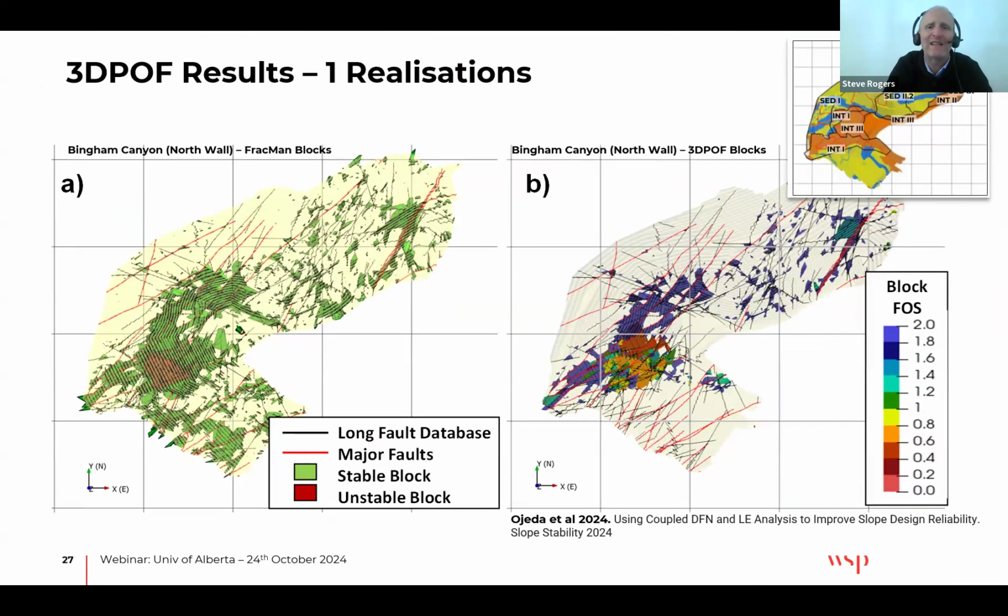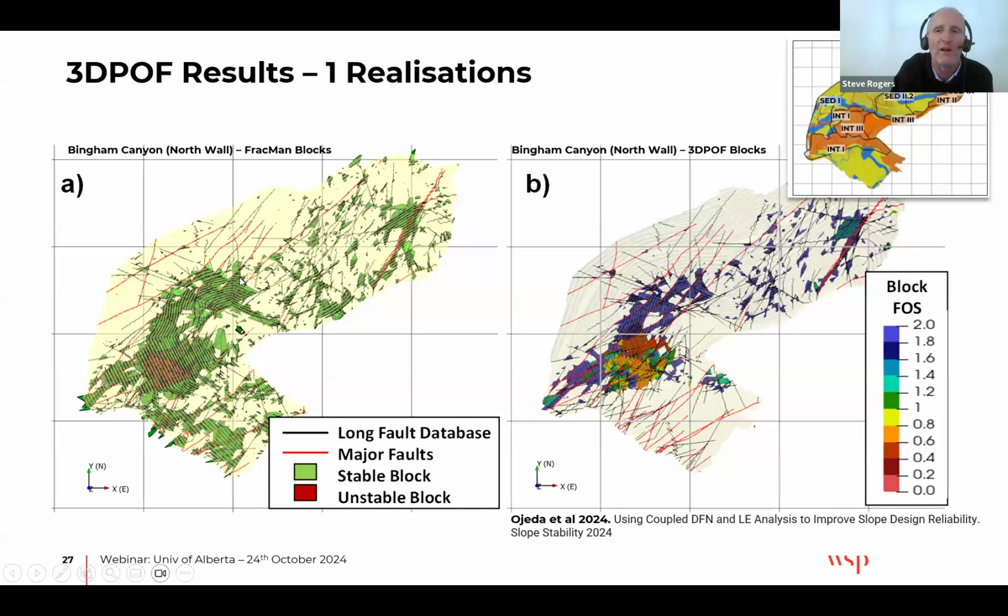Practically, this is some work from Bingham Canyon. The picture on the left is the FracMan output. I say FracMan because FracMan does the simple kinematics within it. Anything that's a non-daylighting wedge is automatically assigned a factor of safety of 100. It just means it can't compute it. So you can see FracMan identifies this big failure here, which is actually a real failure, and all these other blocks.